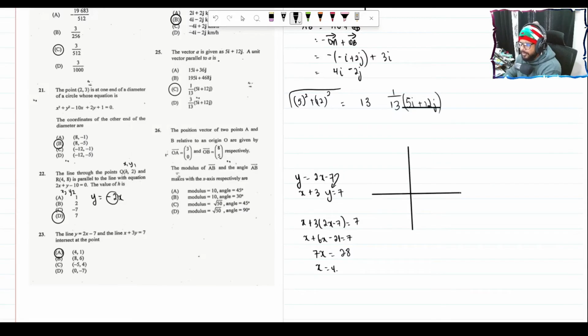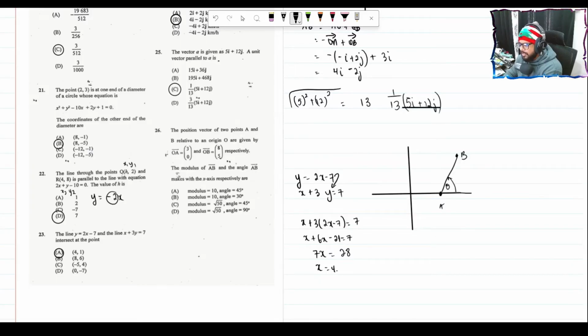It doesn't have to be perfect. 3, 0 is going to be here. 8, 5 is going to be up here. This is OA and OB, this is A and this is B. So this is the vector AB. We want to know the angle it makes with the x-axis, this angle theta.